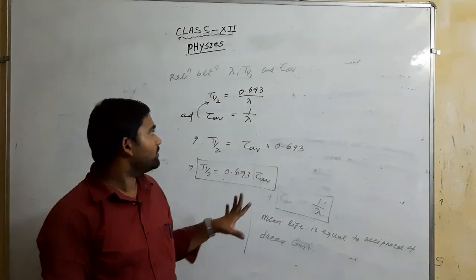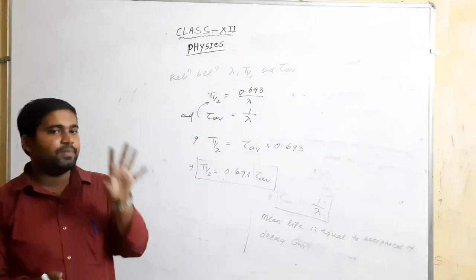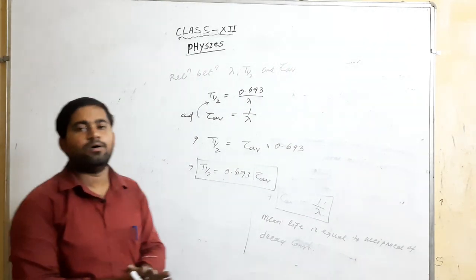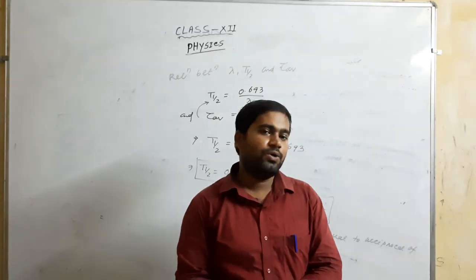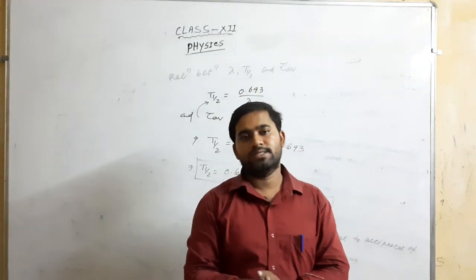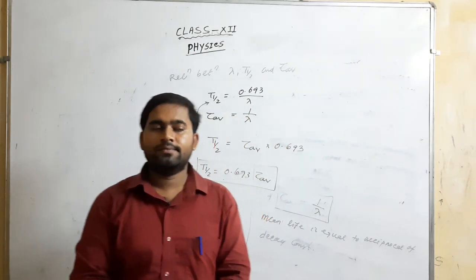So this is all about mean life. Mean life is the ratio of the total life of all samples to the total number of samples present in a radioactive nuclei. Understand?